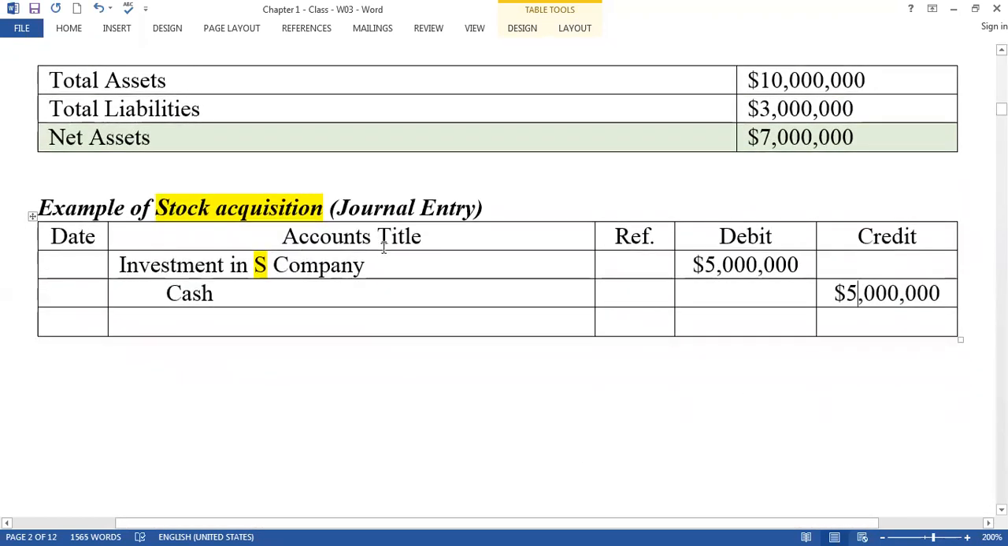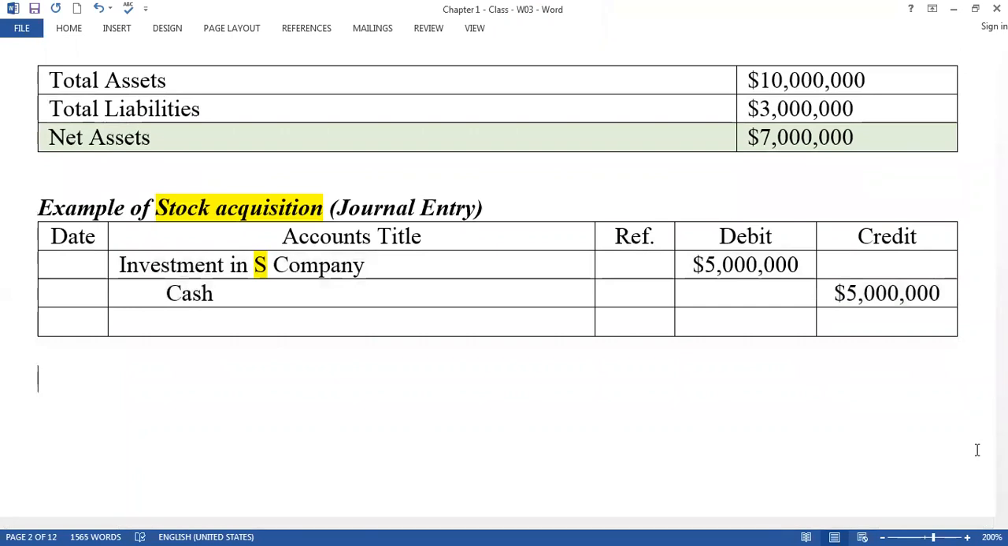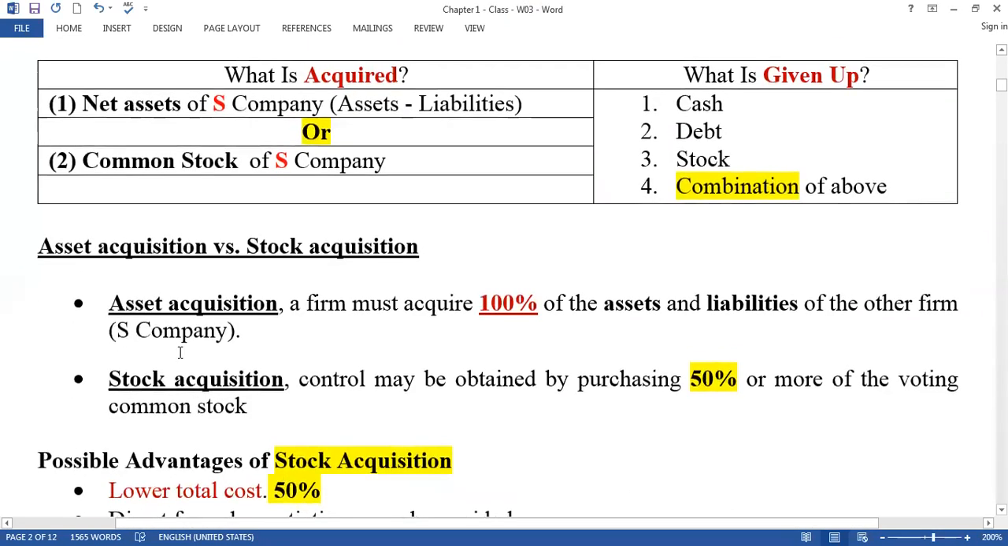So you go to the stock market and you buy another company's stock. It means that you are going to invest your money. Very simple. So investment in subsidiary debit, and you pay cash credit. So this is the difference between asset acquisition and the stock acquisition.